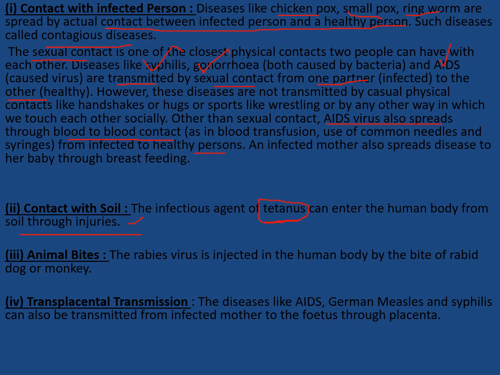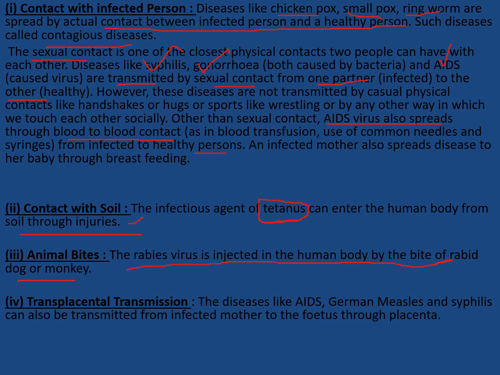Next, animal bites. The rabies virus is injected into the human body by the bite of a rabid dog or monkey. From a rabid dog or rabid monkey, this rabies virus will be transferred to the human body after biting.